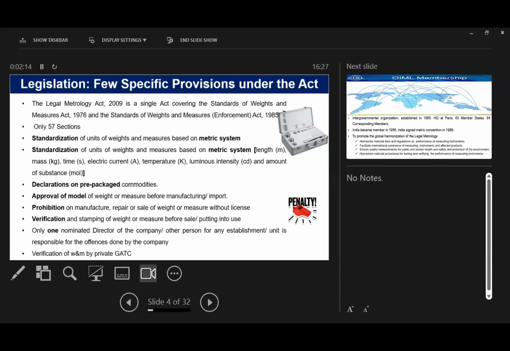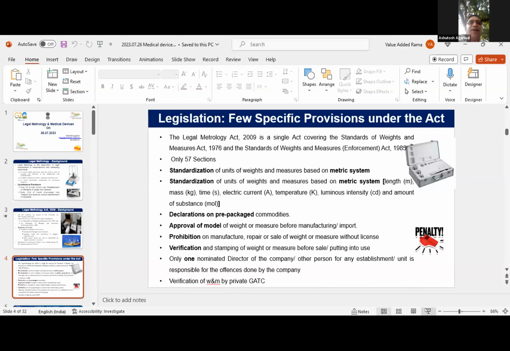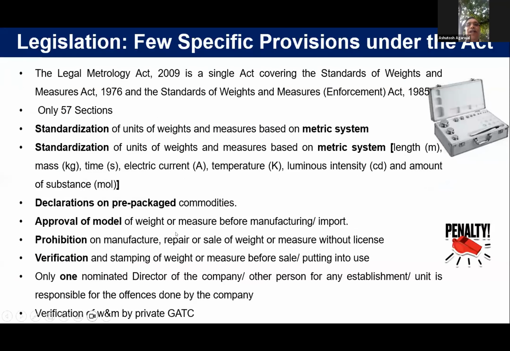This Legal Metrology Act also requires a few declarations on all pre-packaged commodities in the interest of consumers. The purpose is, when a consumer is buying a product from the market, he should be aware. He should know what product he is buying, number one. And secondly, who has manufactured it, and whether it is imported or manufactured indigenously. All these things are required under these declarations.